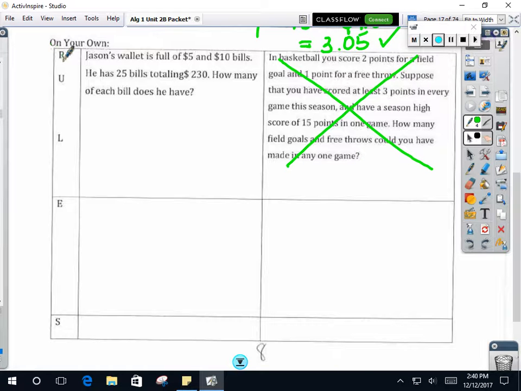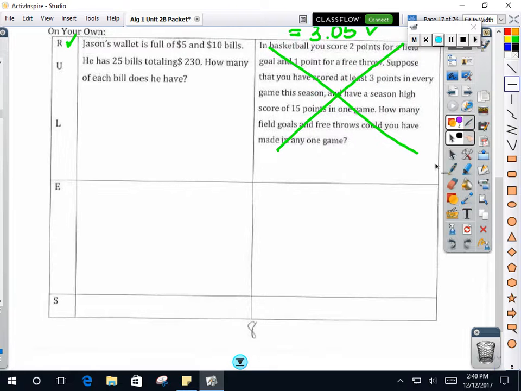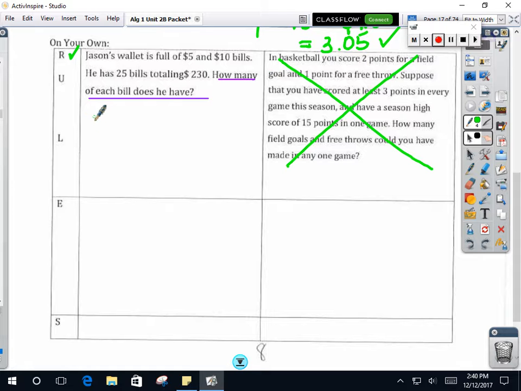R is read the problem. I just did that. U is underline the question. What are they asking us here? How many of these bills does he have? Okay, so that means our unknowns are what? Okay, but what are we labeling them? X can be the $5 bills and Y can be the $10 bills, because you're trying to figure out how much of each type of bill he has.